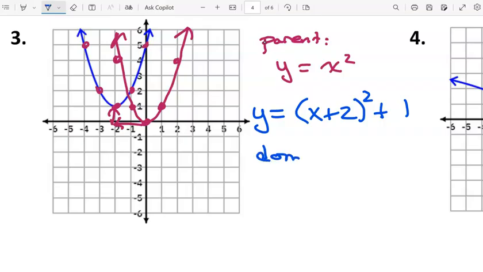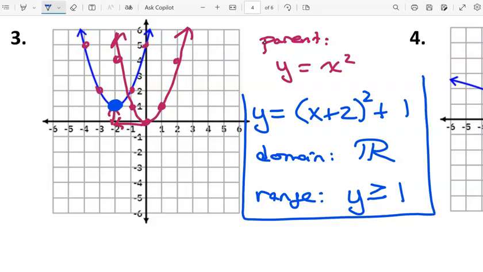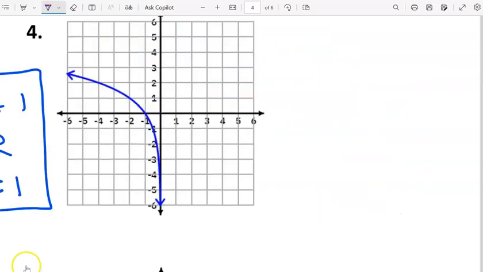The domain is all real numbers, since arrows on the left and right end of the graph indicate that the graph continues infinitely in both directions with no breaks. The range can be found by looking at that lowest point on the graph. So the lowest point has a y value of +1. All other y values are above that, so y is greater than or equal to 1 is the range.